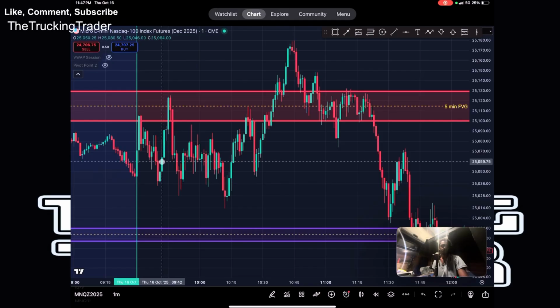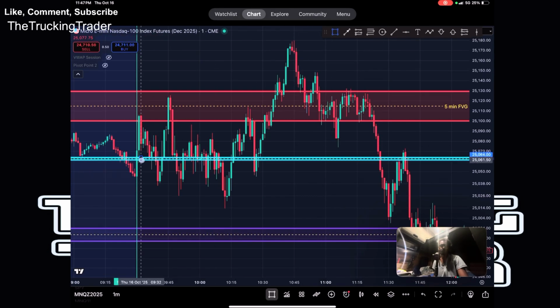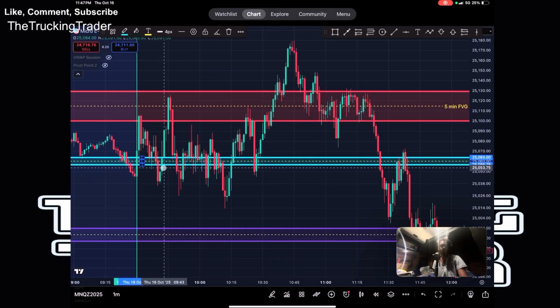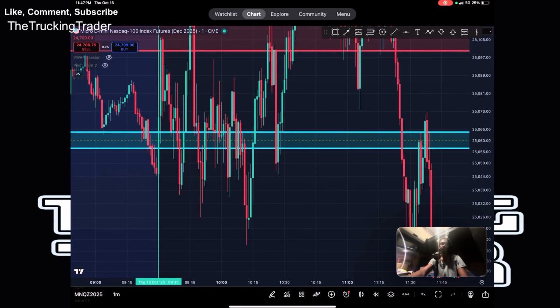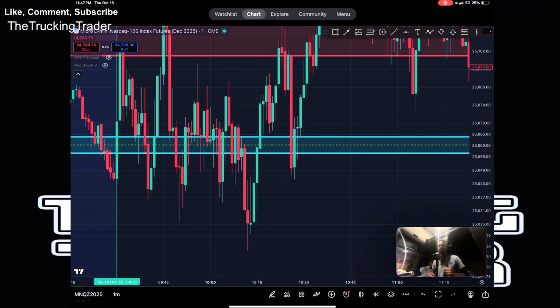Let me see. So we had our first presented fair value gap, which is about right here. This is our first presented fair value gap. So what I would do is box this up, right? That's this little gap right here. The first presented fair value gap is simply the first fair value gap that happens after 9:31.